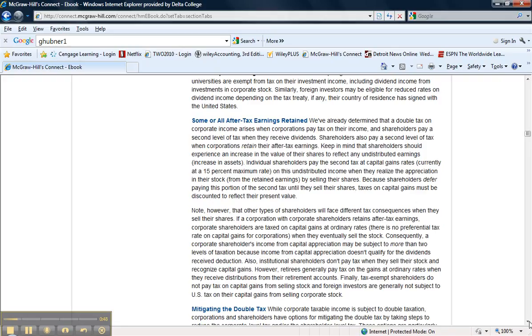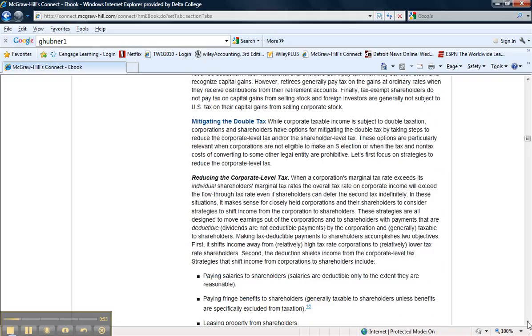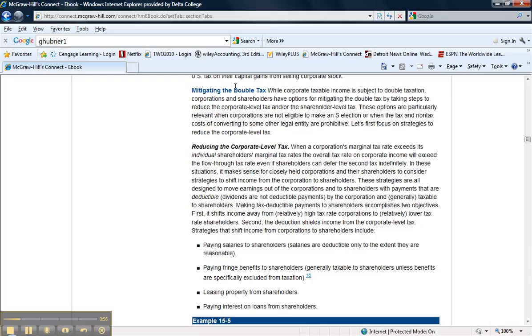What happens if earnings are retained inside the company? There's some discussion here about mitigating this double tax. Basically a tax planning or strategy session going on in these next few paragraphs. You can reduce corporate level tax sometimes by shifting income out of the corporation to one of the corporate shareholders. Maybe you can charge a wage to the corporation. That would be taxable to the shareholder, but it would be deductible to the corporation. So you'd reduce the taxable income of the corporation.